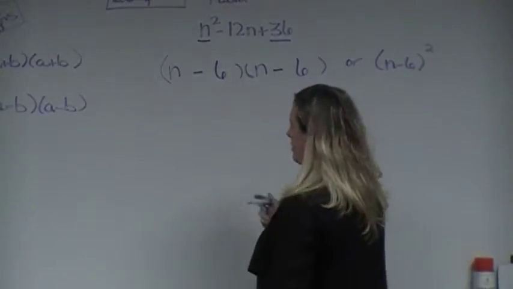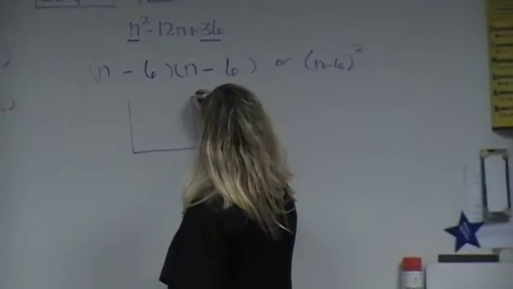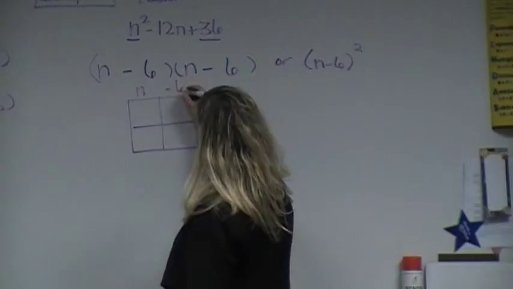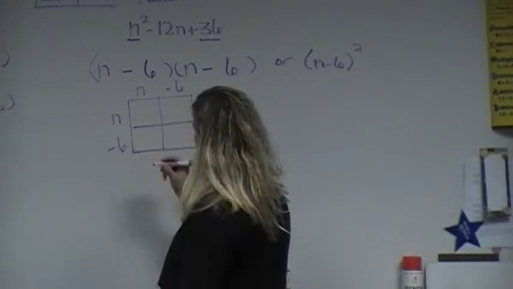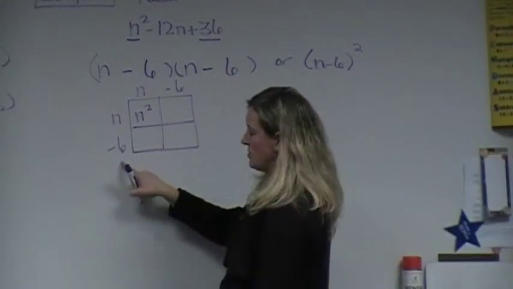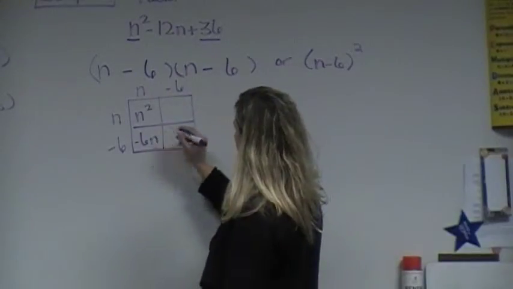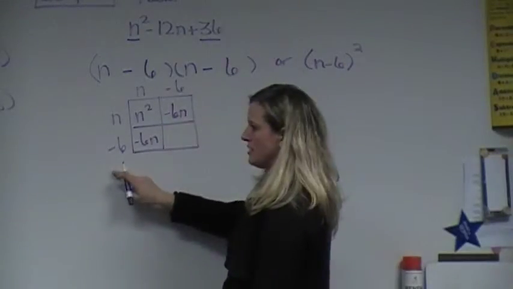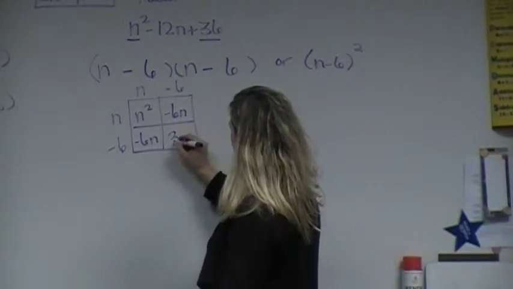To check it, let's use our table method again to make sure that we're right. So we have n and negative 6, n and negative 6. N times n is n squared. N times a negative 6 is negative 6n. Negative 6 times n is negative 6n. And negative 6 times negative 6 is positive 36.